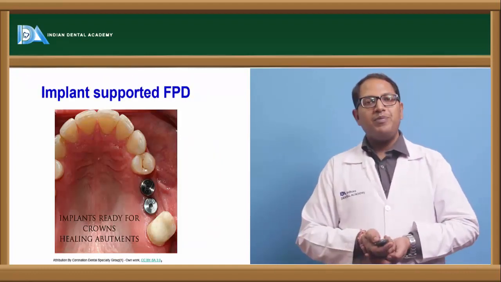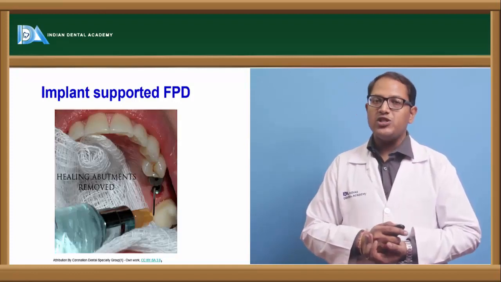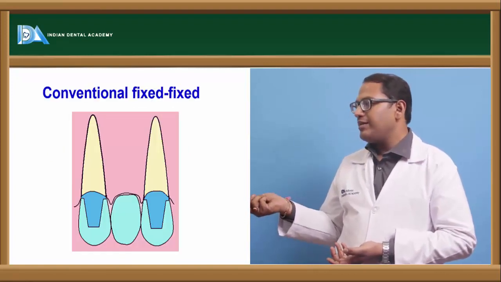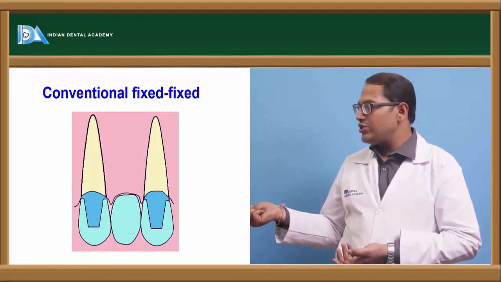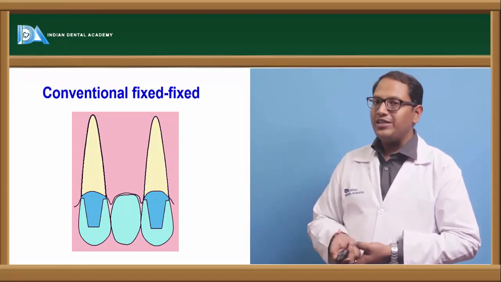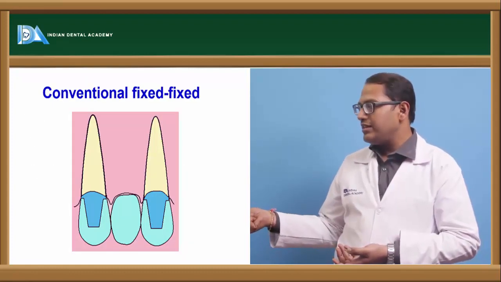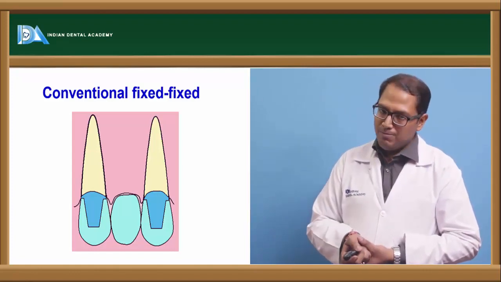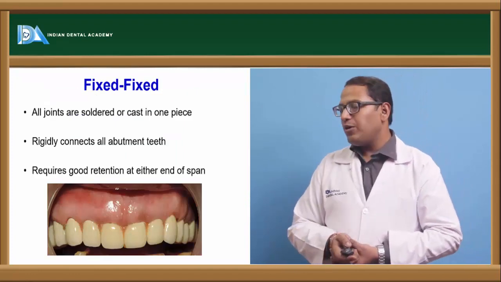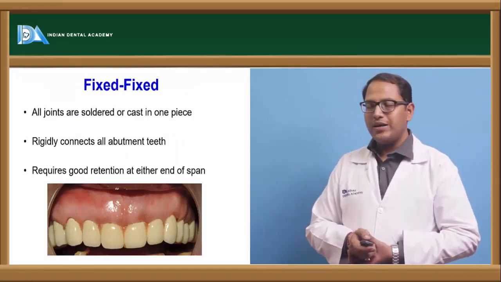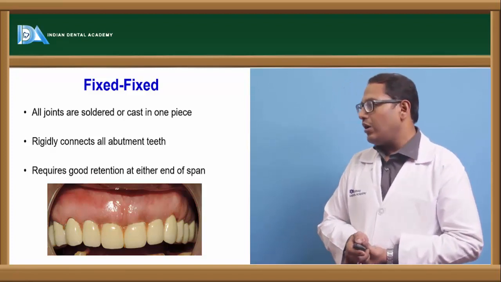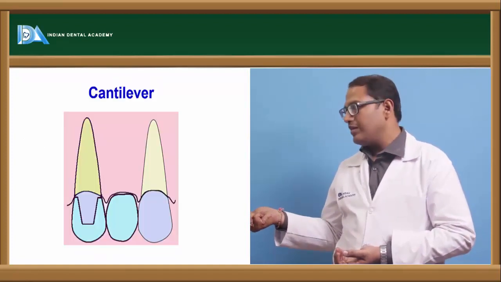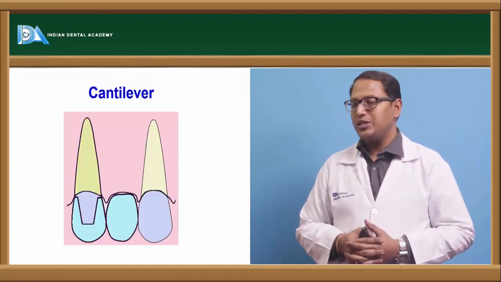An implant supported FPD is where an implant is placed and the fixed partial denture will arrive on that. That is called implant supported FPD. Now, the next type of fixed partial denture is the conventional fixed type of denture. In a conventional fixed denture, you have two teeth on which there will be a bridge, and the supporting pontic will take over the place which is missing. In the fixed type, all the joints are soldered or cast in one piece. All the abutment teeth are rigidly connected and it requires good retention at either end of the span. That means the presence of sound tooth structure is important.